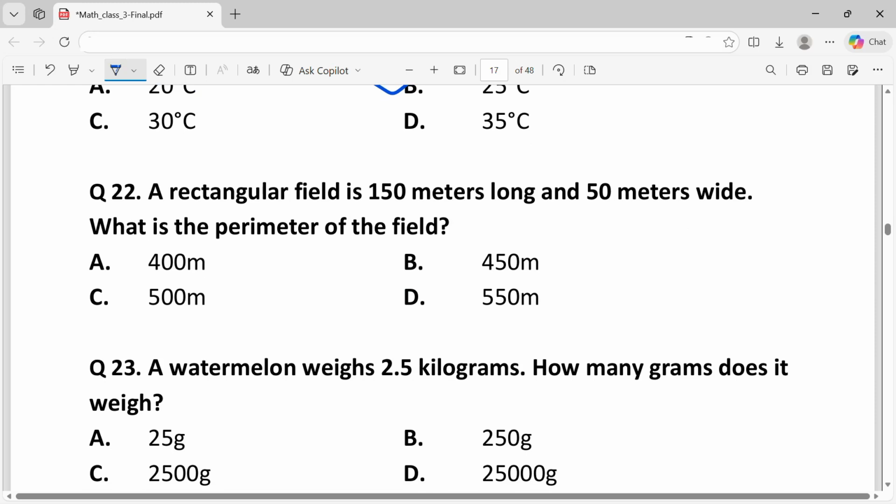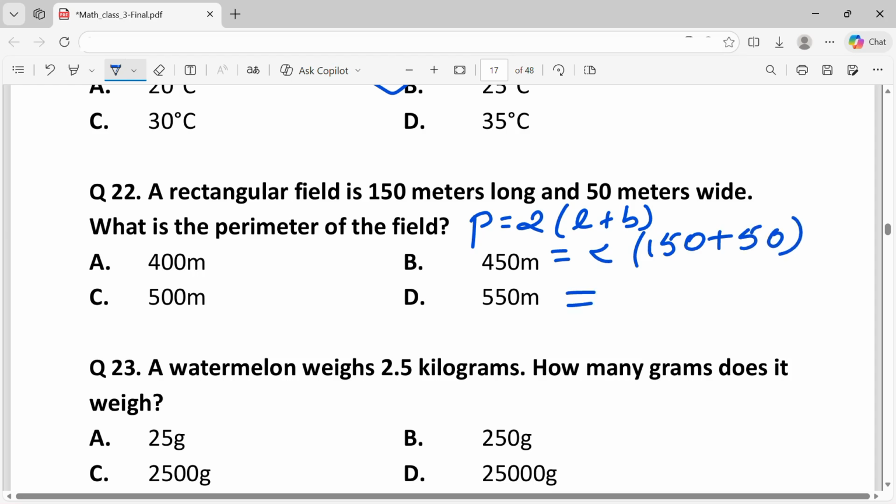Question 22. A rectangular field is 150 meters long and 50 meters wide. What is the perimeter of the field? Knowing that the perimeter is equal to 2 times length plus breadth, substituting the values will be 2 times 150 plus 50, that is equal to 400. That is option A.